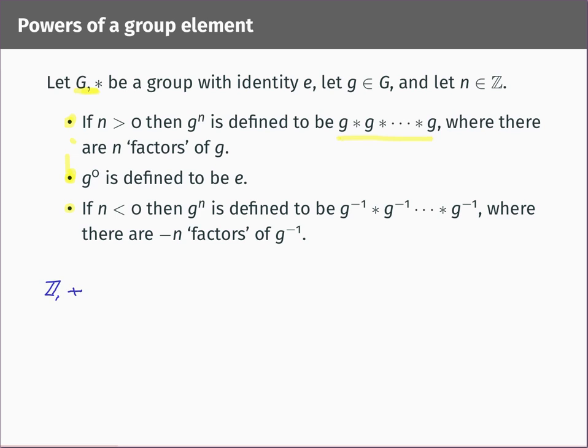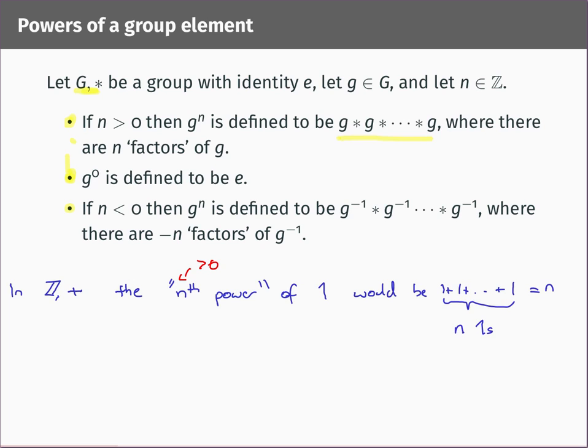So in Z plus, and let's put this in commas, the nth power of 1, for example, would be, well, if n is positive, and let's assume it is for now, the nth power of 1 would be 1 plus 1 plus, and so on, n times. So that is, of course, n.